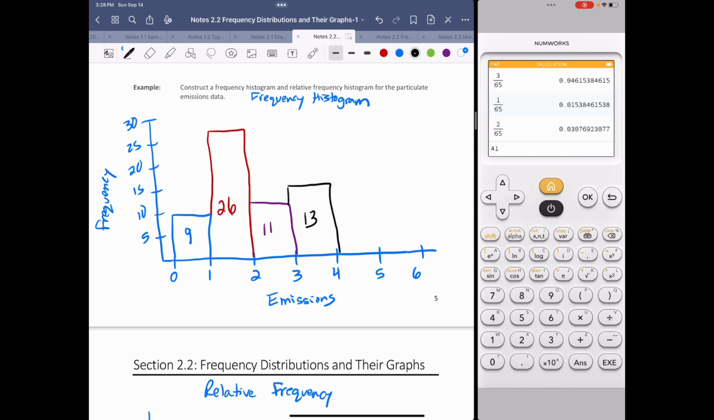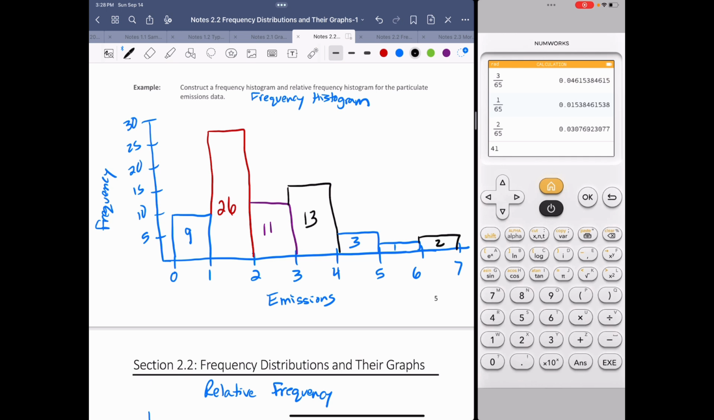4 to less than 5 is 3. 5 to less than 6 is 1. And that last class is 6 to 6.99, or 6 to less than 7. So I'm going to go here and put a 7, and it is 2. So something like that.